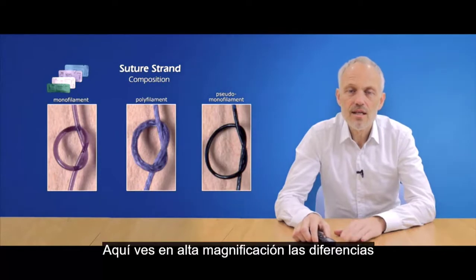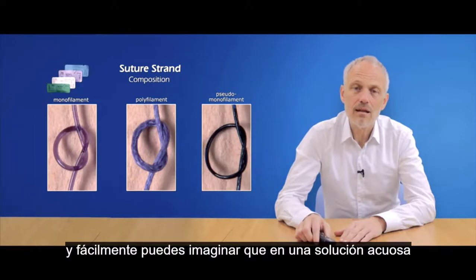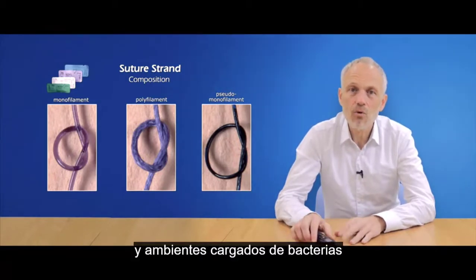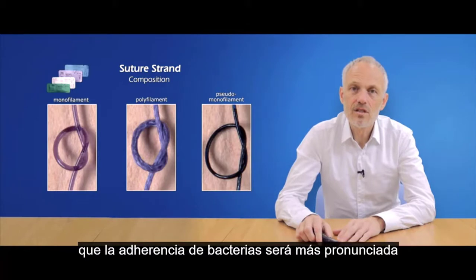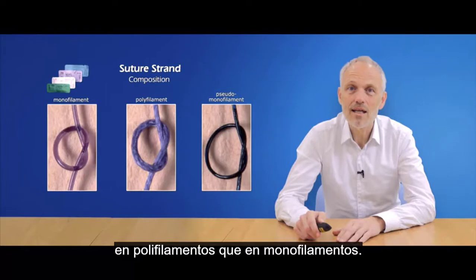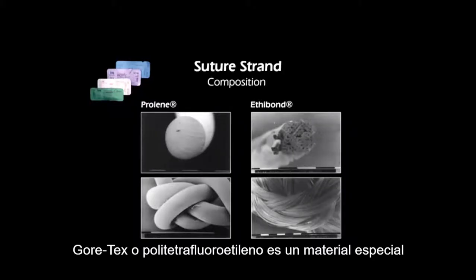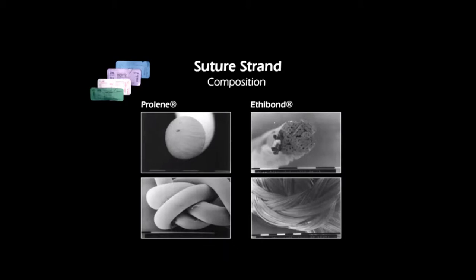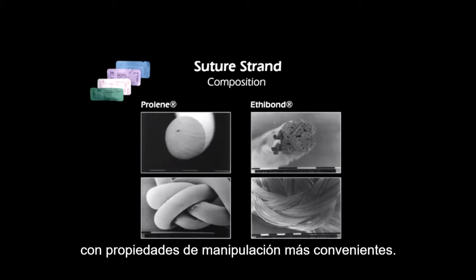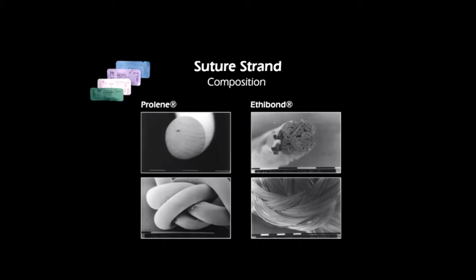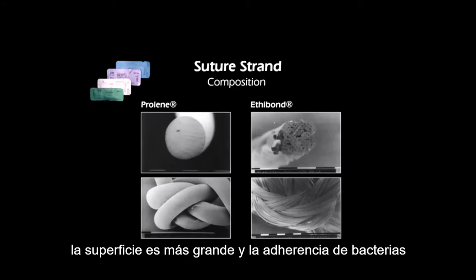Here you see in high magnification the differences, and you can easily imagine that in aqueous solution and bacterial-loaded environments the adherence of bacteria will be more pronounced in polyfilament ones than in monofilament ones. Gore-Tex or polytetrafluoroethylene is a special material with very convenient handling properties. But as the material is stretched, the surface is bigger and the adherence of the bacteria will be more pronounced than on smooth monofilament ones.